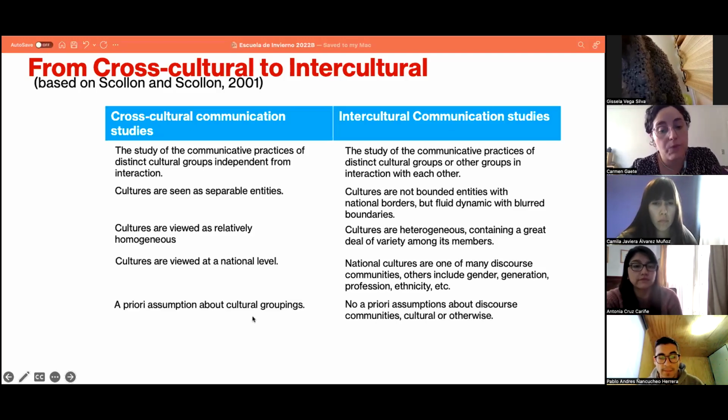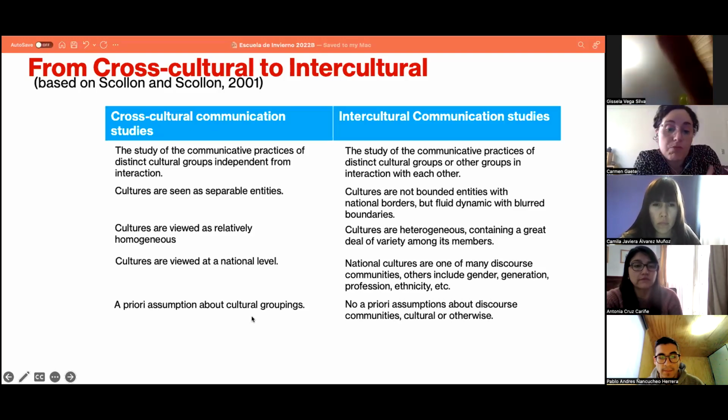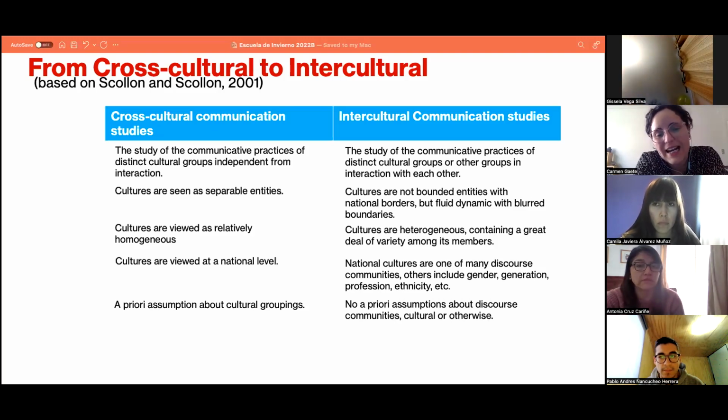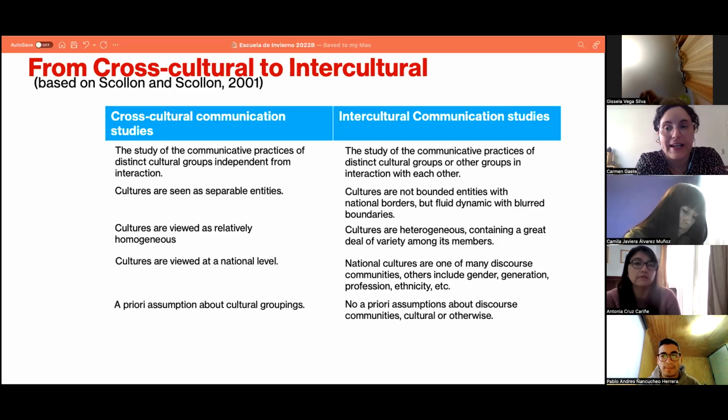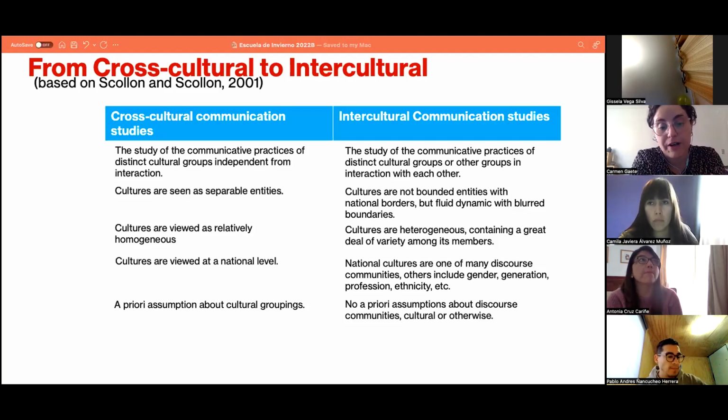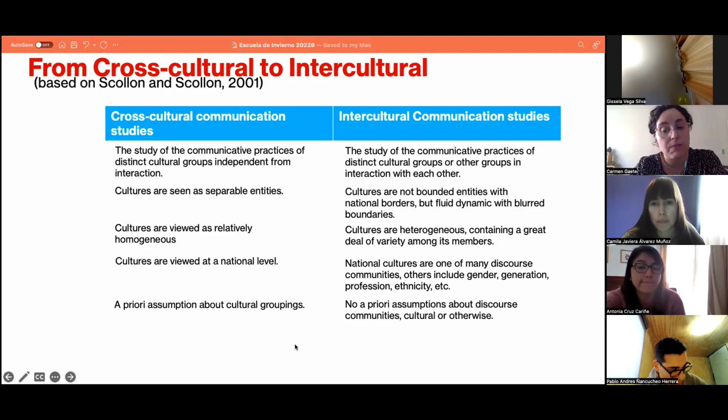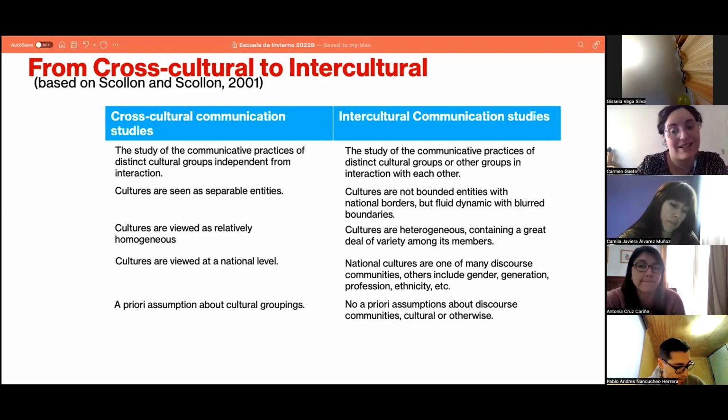Now, a priori assumption about cultural groupings. Cultural groupings, in other words, is a cultural identity. So a cross-cultural perspective is going to see cultures or groups as something that is predetermined. If you talk about religion in this case, if you think about Catholics, you're going to believe that all Catholics behave the same way and have the same values, as I said before, without getting to know and study them. Whereas intercultural communication does not have any prior assumptions about how these people behave and how they use language to interact with members of that same community.